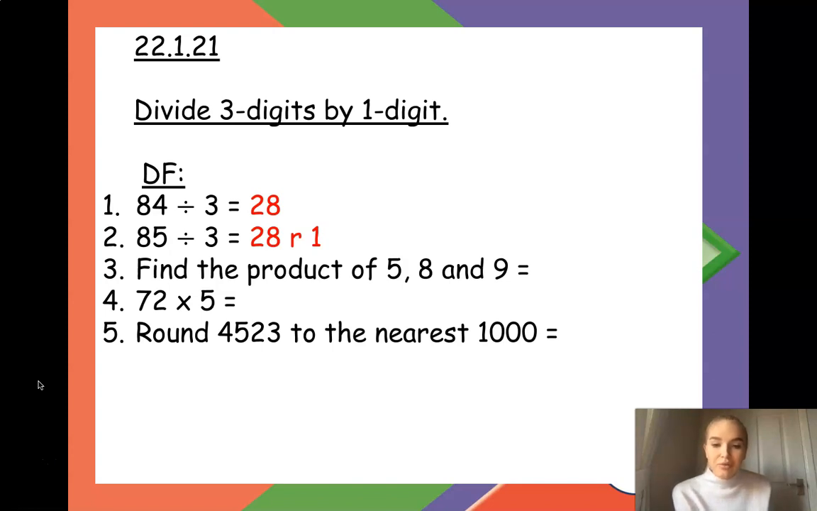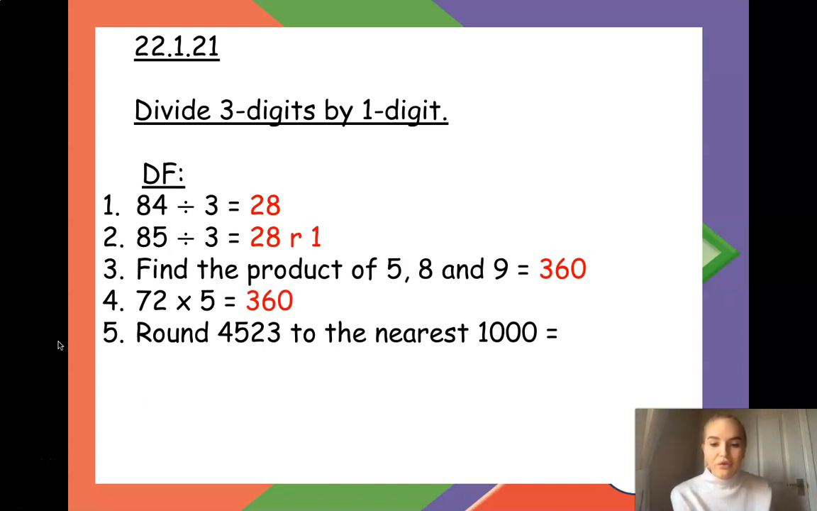Number 3, find the product of 5, 8 and 9. Well, if we know that when we are finding the product of numbers, we are multiplying them all together, we can start by multiplying 5 and 8 or 5 and 9. And then when we have multiplied 5 and 8 together, we can multiply that number by 9, which is 360. Then we can work out 72 multiplied by 5. Again, you can use a place value chart and counters to help you, or alternatively you could have used the short written multiplication method that we have looked at previously. And the answer is again 360.